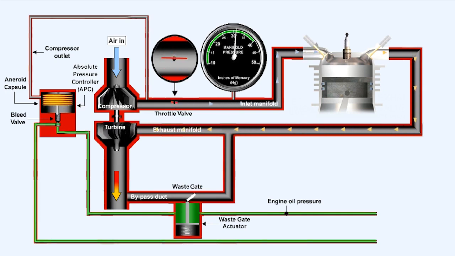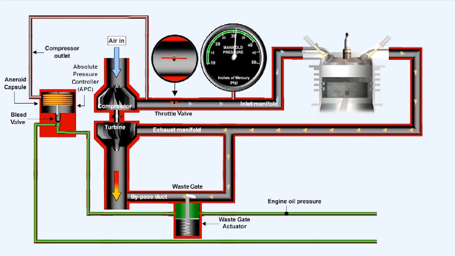When the throttle is opened, the engine RPM is increased. This produces an increase of exhaust gases, which increases the supercharger turbine and compressor speed, and this results in an increase in compressor outlet pressure. As the predetermined outlet pressure is approached, the absolute pressure controller capsule is contracted, which opens the bleed valve to bleed oil away from the wastegate actuator.